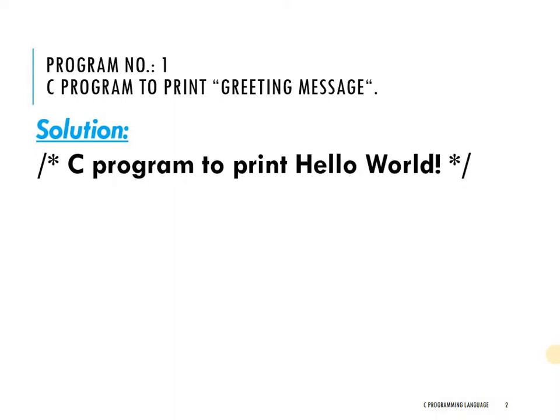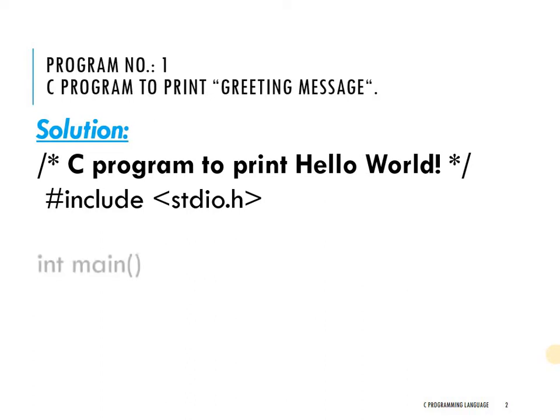this is the documentation section. This section will contain the information about the program. The information may be the name of the program or any other related information about that program. And next I have given header files. This header file is a system library file which is used to execute C programs.